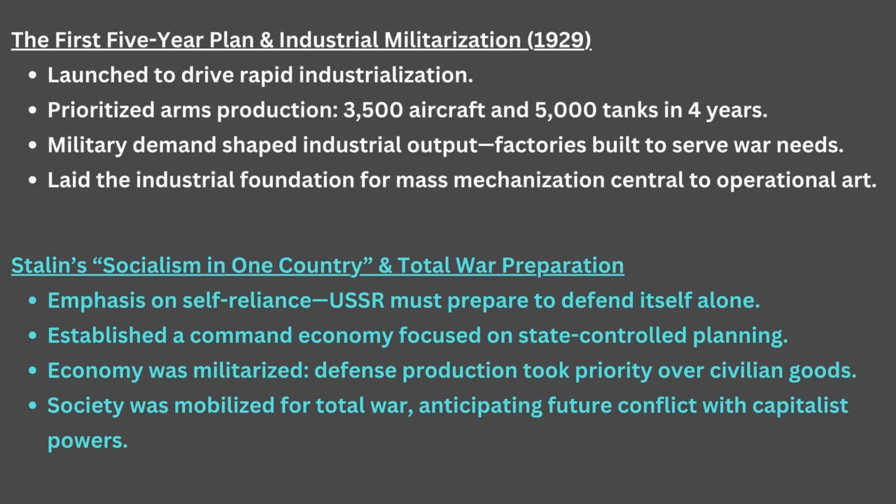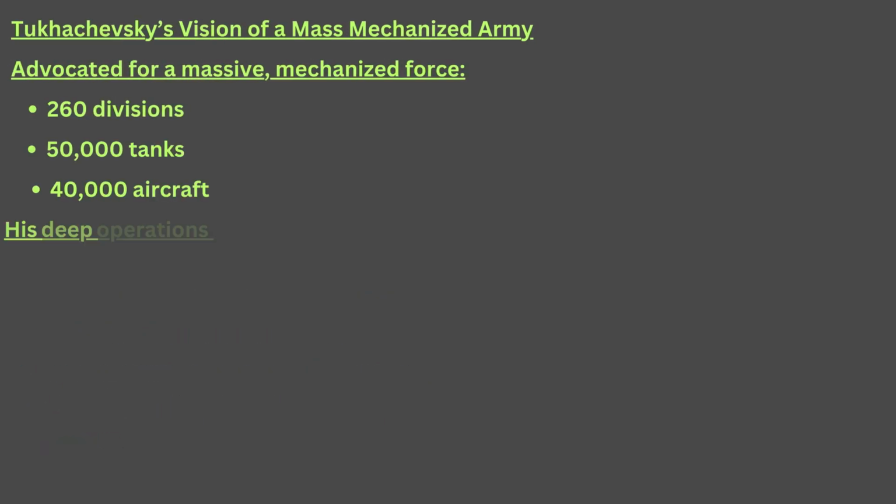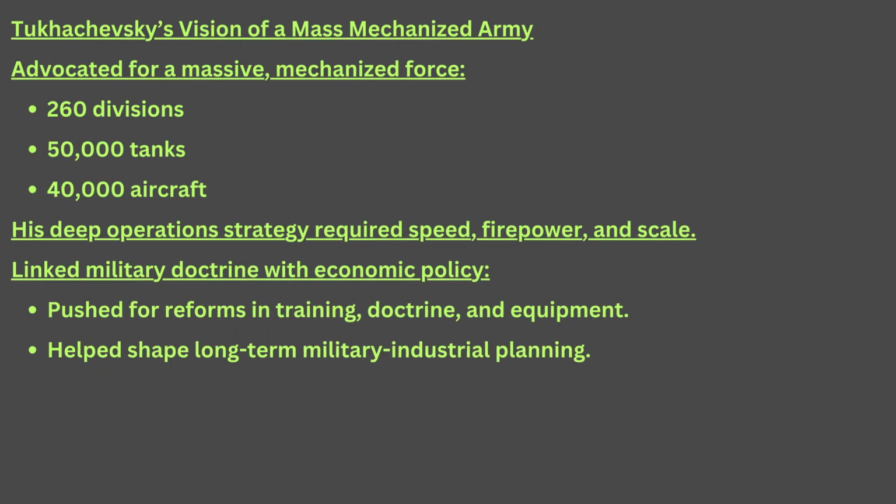Part 3. Tukhachevsky's vision of a mass mechanized army. Tukhachevsky, as we've seen, had big plans for the Soviet military. He advocated for a massive, mechanized force: 260 divisions, 50,000 tanks, 40,000 aircraft. His deep operations strategy required speed, firepower, and scale.